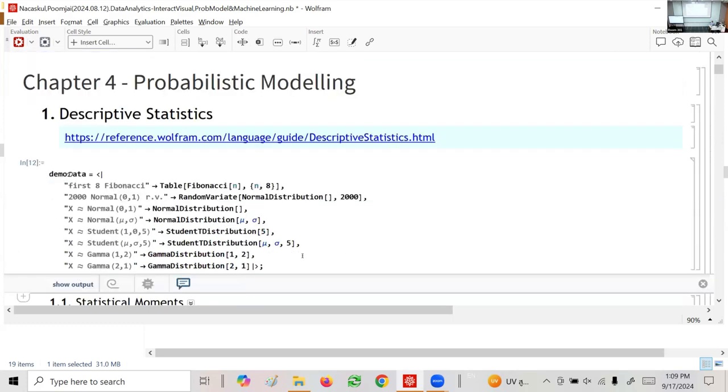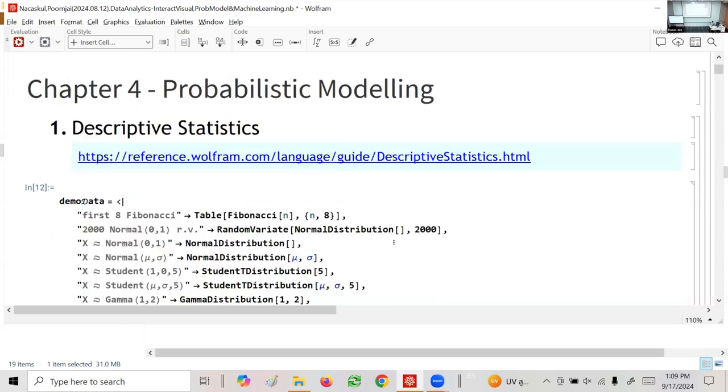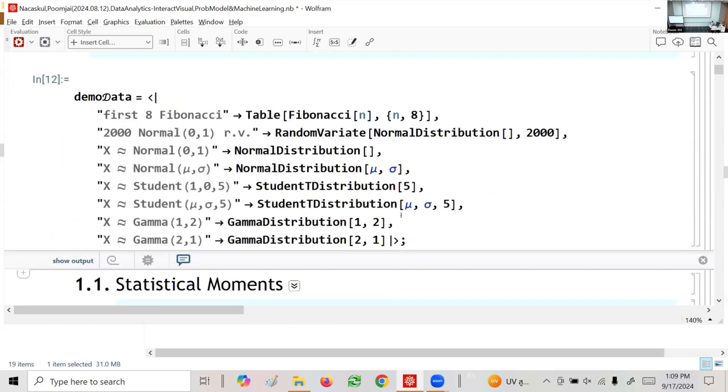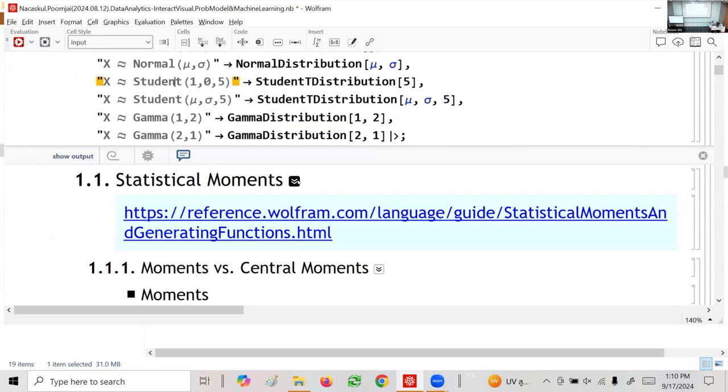Now, you'll see that this is from the book. I created some demo data. The first one is just some numbers, called the first 8 Fibonacci. It's a table of 8 Fibonacci numbers. The second one is 2000 normal. So these are all examples: the first example data set, the second example data set, and so forth.